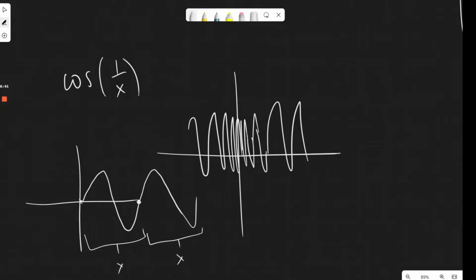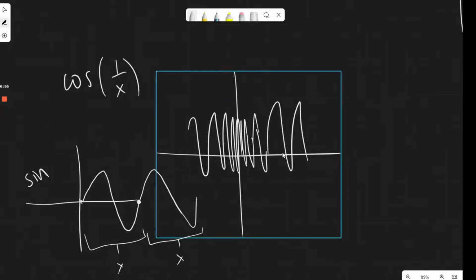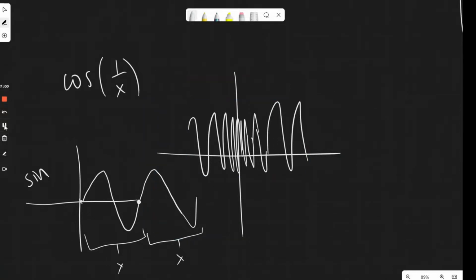For something like sine. But for something like cosine of 1 over x, this is not going to be the same period with every oscillation. So if the function is oscillating infinitely as it's approaching a point, then there's not going to be a limit there. And this is, I recognize, a really bad drawing. Let me get a Desmos image for you, 1 second.